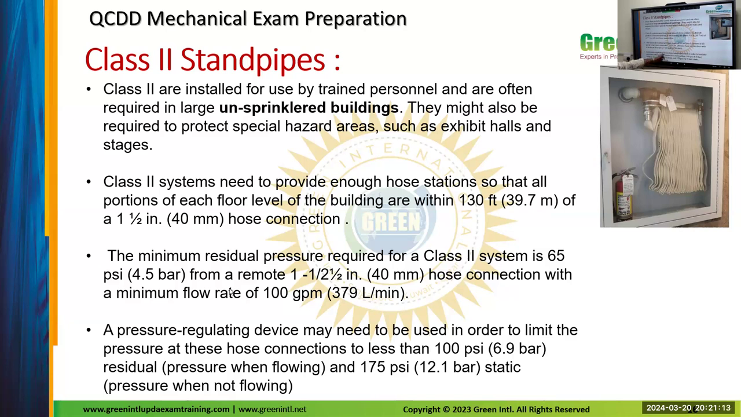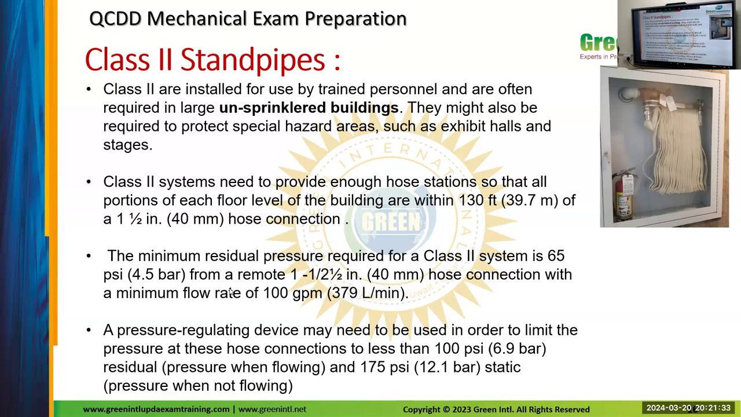A pressure regulating device may be needed in order to limit the pressure at this hose connection to less than 100 psi residual pressure when flowing and 175 psi static pressure when not flowing. Why is a pressure regulating device required in the standpipe system?